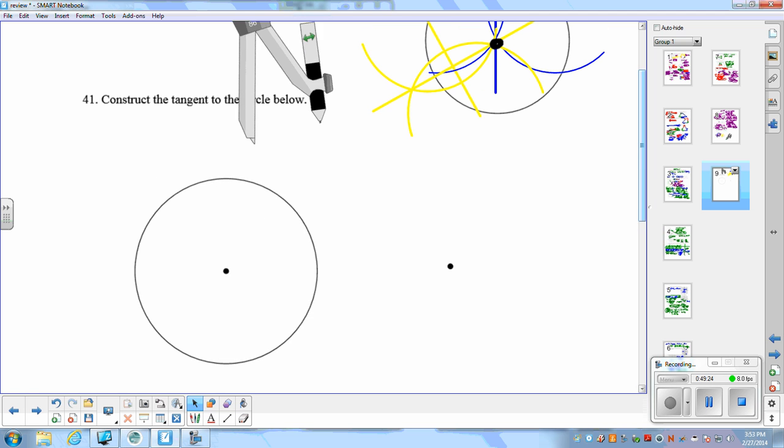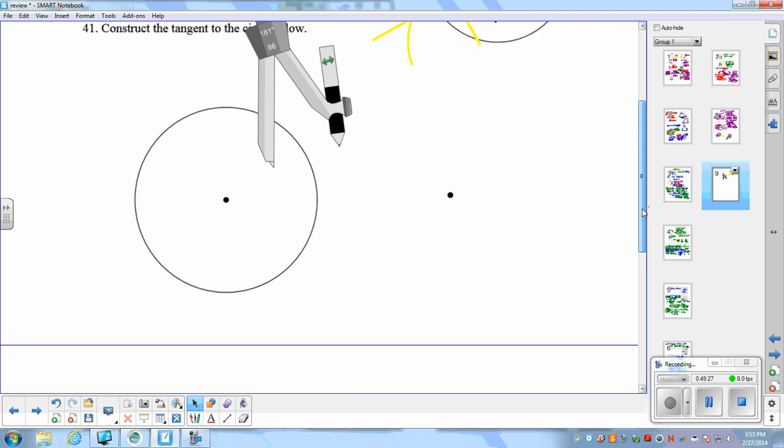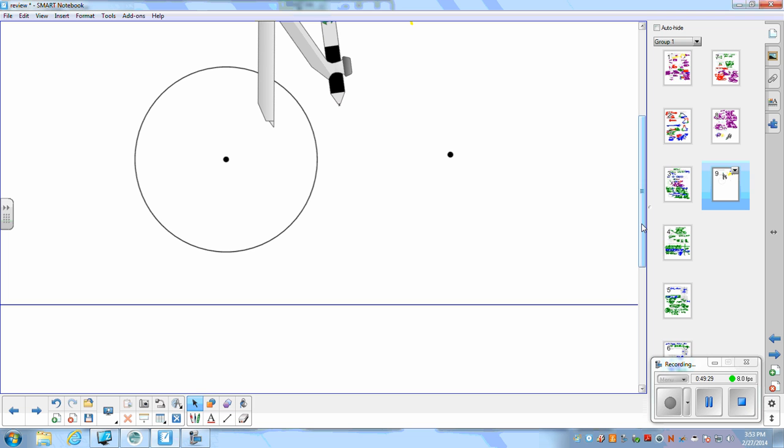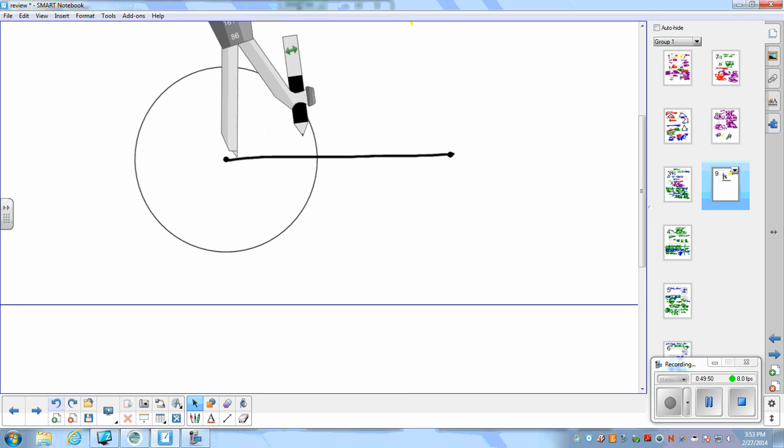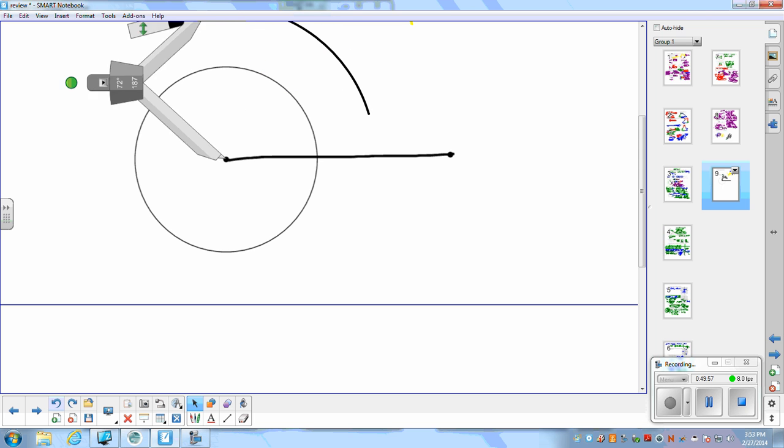Last construction. I'm bringing my compass with me. All right. So my first step is I have to connect the center of my circle to the point that I'm given. I'm just going to draw this in for sake of time. You guys will be using a ruler, so this would look nice and straight. Then construct my perpendicular bisector. Remember, I'm going to be constructing an inscribed angle of 90 degrees.